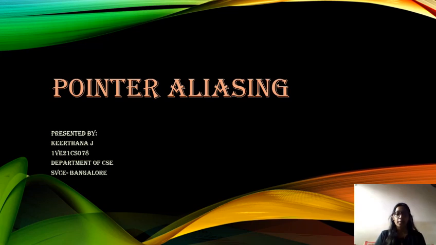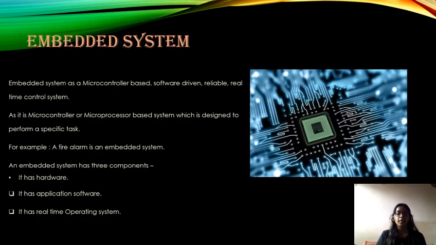Today we are going to learn about pointer aliasing. Before moving to pointer aliasing, let's talk about the embedded system. An embedded system is a microcontroller-based software driver for reliable and real-time control systems. As it is a microcontroller or microprocessor based system, it is designed to perform a specific task. For example, a fire alarm is an embedded system.